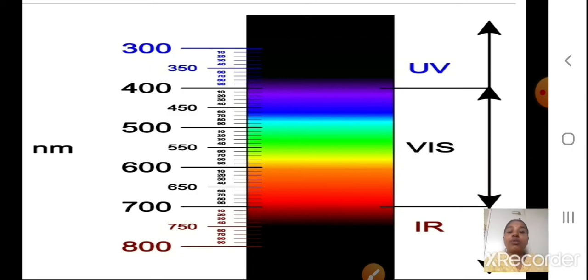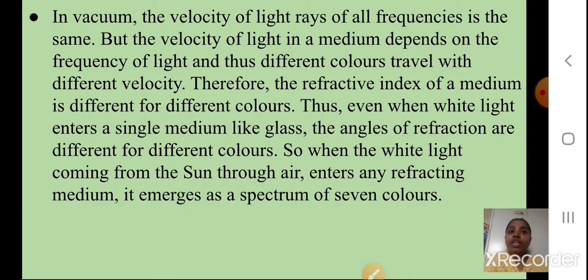Now the next part: in vacuum, the velocity of light rays of all frequencies is the same. It doesn't change in vacuum. But the velocity of light in a medium, leaving vacuum, if you have air, glass, water, anything, depends on the frequency of the light. Thus different colors of light travel with different velocity, meaning different speed. So they have different wavelengths. Therefore the refractive index of a medium, which you have studied, is different for different colors.